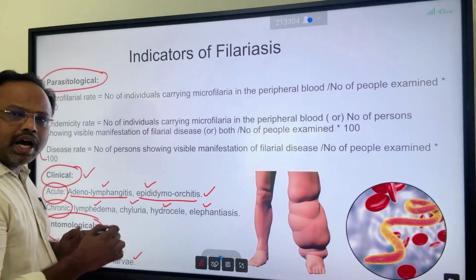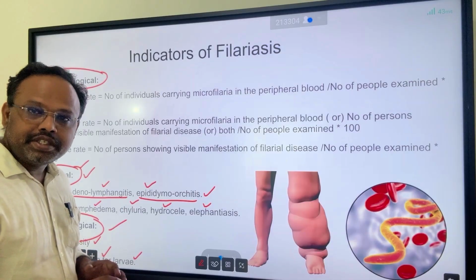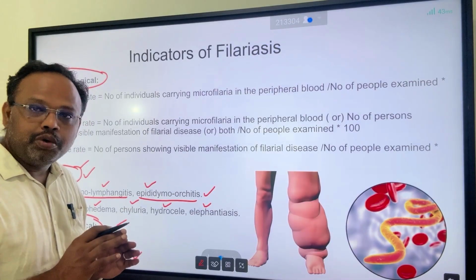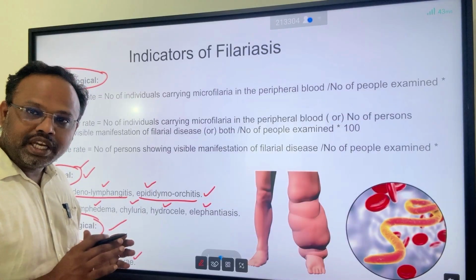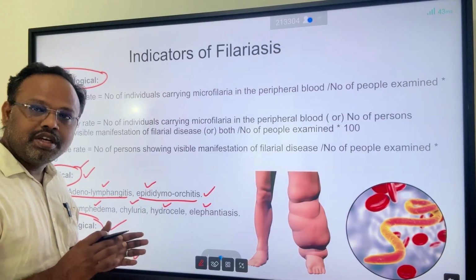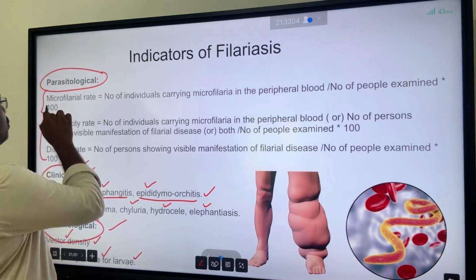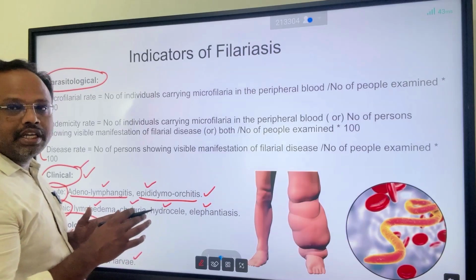Now, as I told earlier, these clinical and entomological indicators are just for completion. They are not routinely used, and most probably you have to know these indicators, but the chance of those indicators coming in the exams is very less. And these parasitological indicators are most commonly used and also have a high probability of coming in exams.